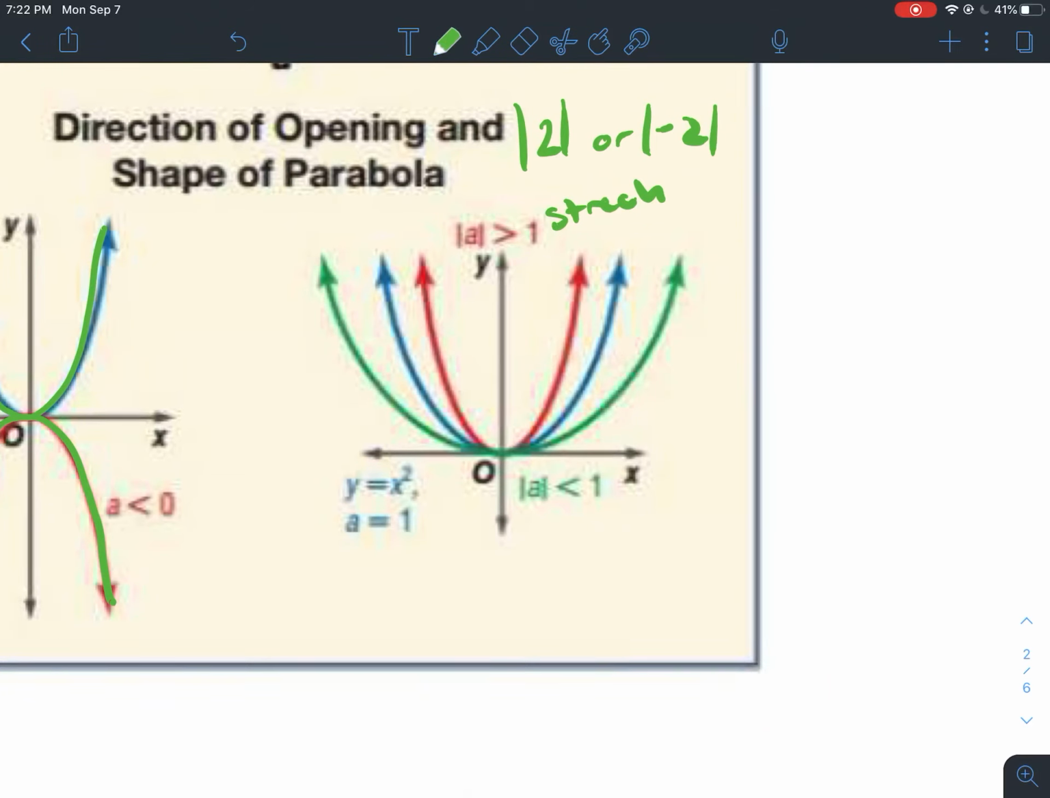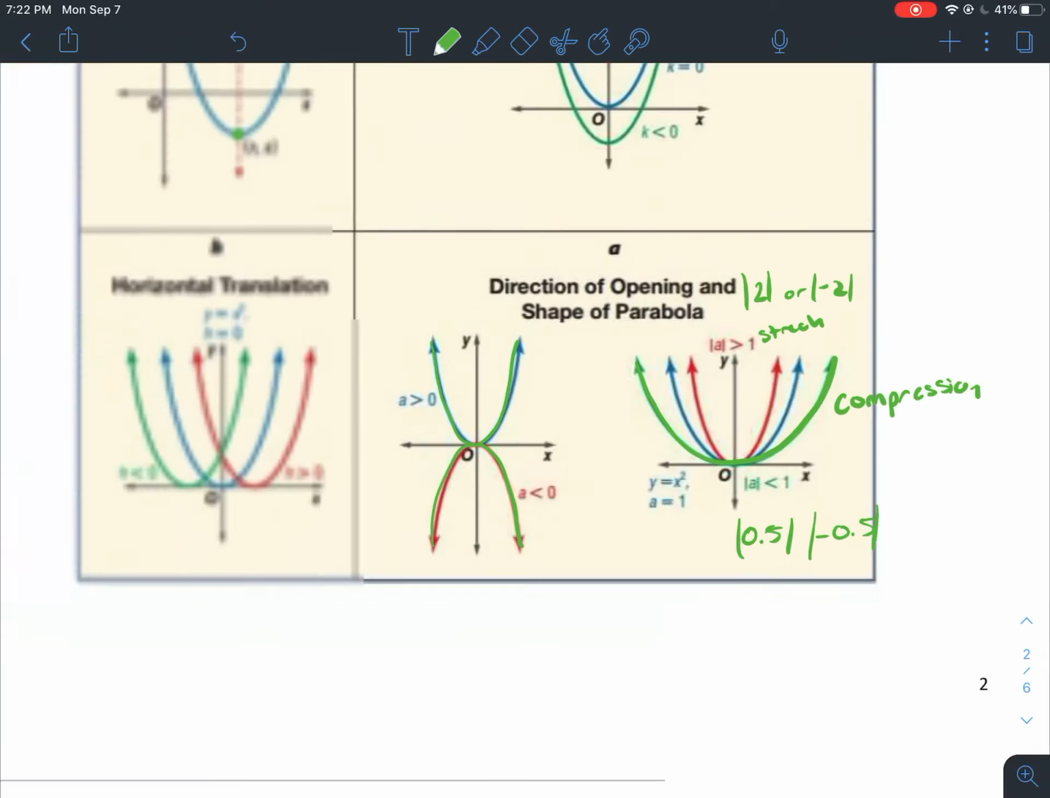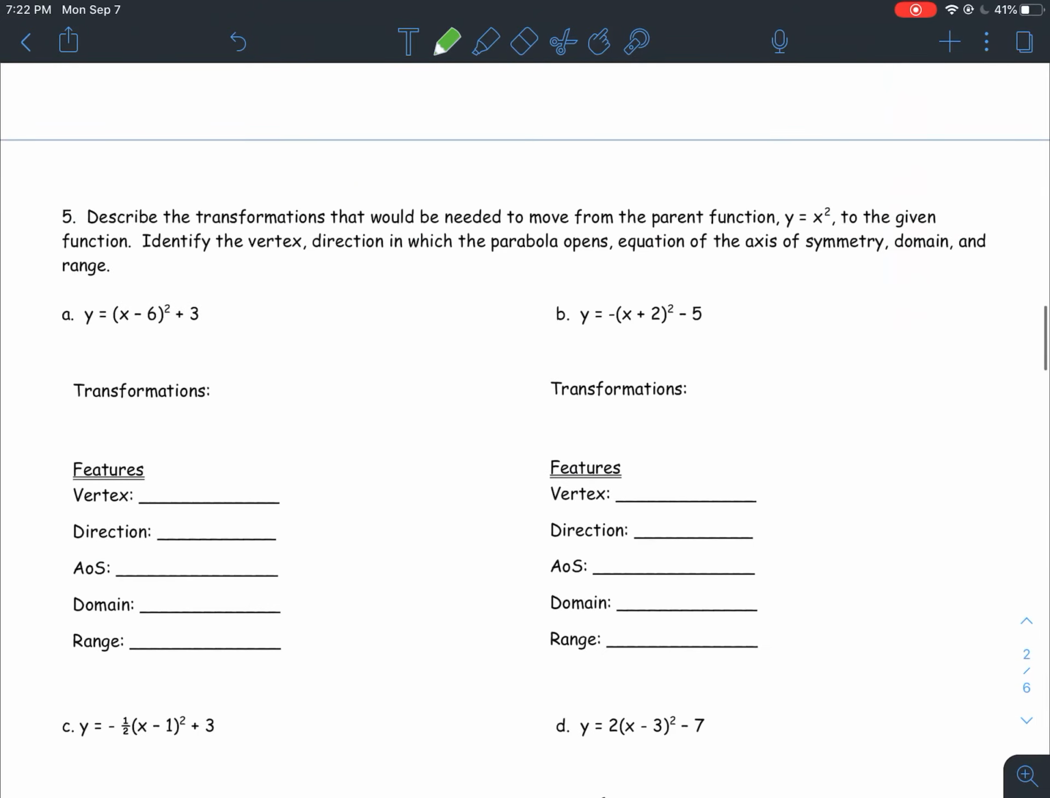Now, if we change the absolute value to less than 1, some examples of this would be 0.5 or negative 0.5, right? The absolute values of both of these are less than 1. We get a compression, right? You see how it kind of gets pushed down. Imagine you pushing down on that parabola. It gets compressed.